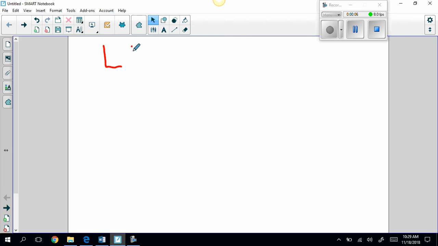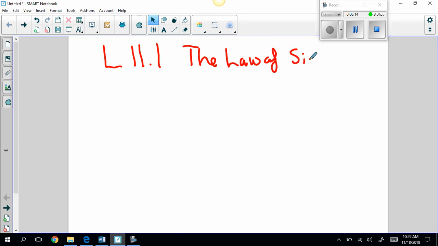This is a lecture over section 11.1 from our trig book, The Law of Sines. You will like this concept, except in MML, we're going to have to be pretty good on our calculator. Everybody likes law of sines, everybody likes law of cosines. It's just good crank and grind stuff.